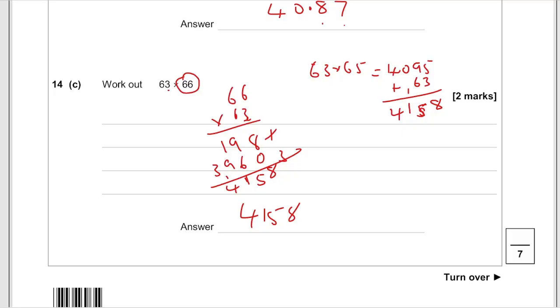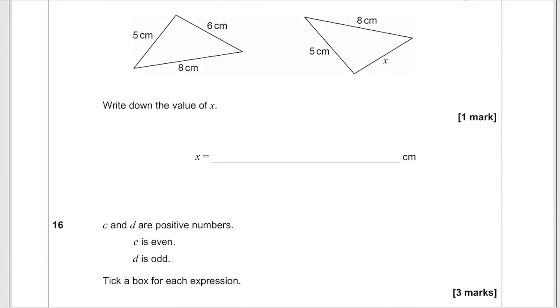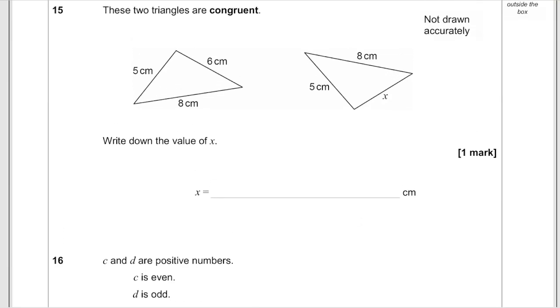Okay, so next question. These two triangles are congruent, it tells me. Congruent means exactly the same. Okay. Write down the value of x. Well, if I think this side is 5, that's this one.